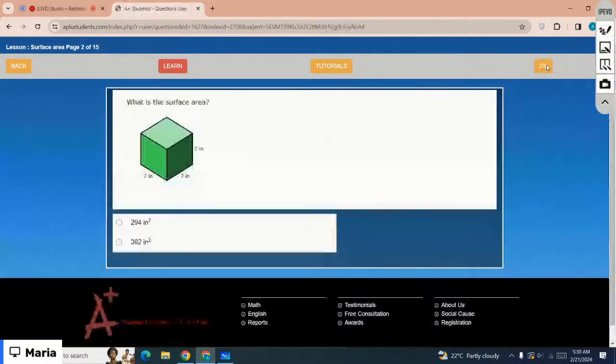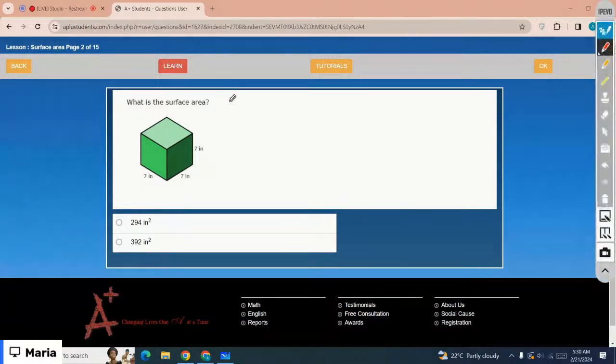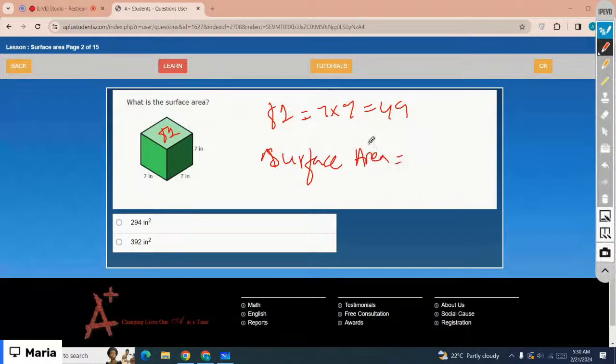Okay, the next one is, what is the surface area? That is a cube, right? A cube has 6 faces, 6 square faces, right? Let's just calculate the area of face 1, whichever face it is. All the faces have the same side lengths. You have to do 7 times 7, that is 49. Because all the faces have exactly the same length, you don't have to calculate them separately. You just have to do 6 times 49, right? 6 times 9 is 54, 6 times 4 is 24, and 24 plus 5 is 29, that is 294 square inches.